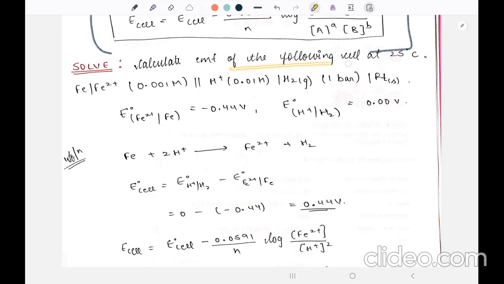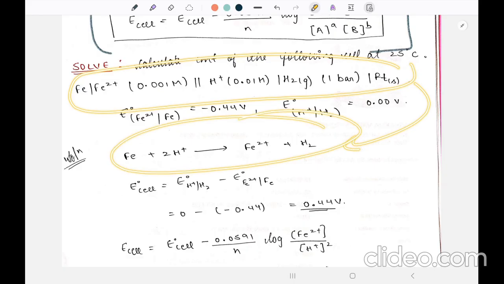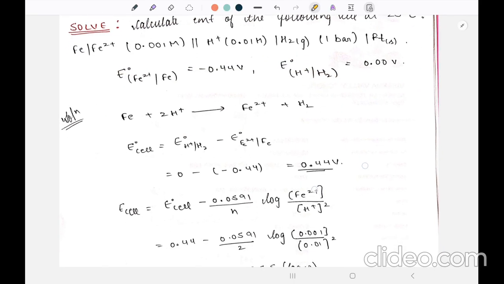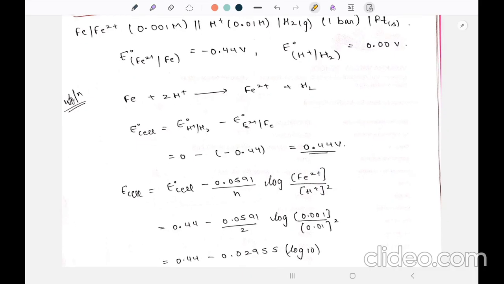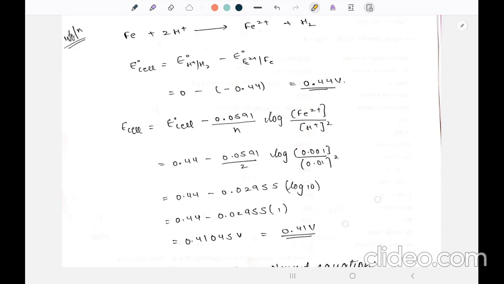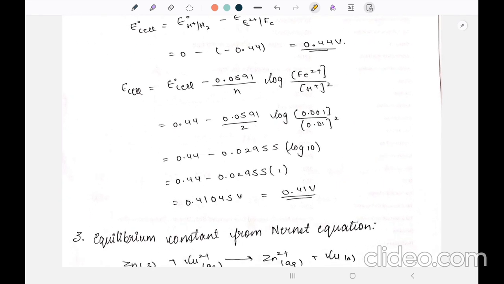So we are asked to calculate the EMF of the following cell at 25 degrees Celsius, and this is the cell representation, where E0 of Fe is given and E0 of H2 is also given. So from this representation we can understand the reaction to be Fe plus 2H+ gives Fe2+ plus H2. So here we will subtract the anode from cathode, and we get the E0 cell to be 0.44 volt. And the E cell can be calculated using the Nernst equation, and we are already given these concentrations in the cell representation. So finally we get the answer to be 0.41 volt.